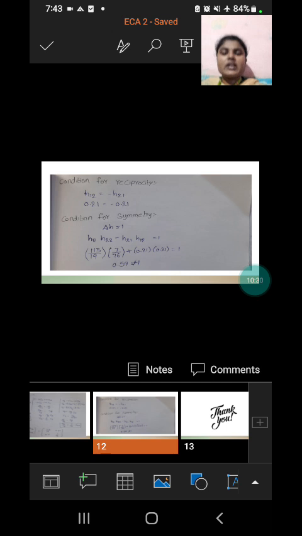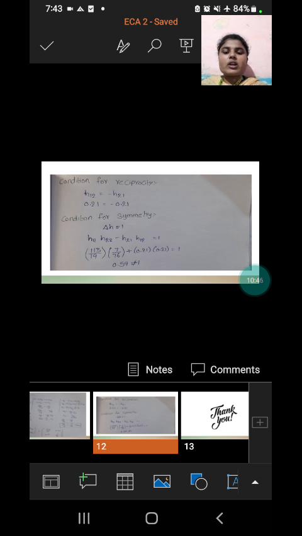Condition for reciprocity: H12 equals minus H21. We got H12 equals 0.21, which equals minus H21, meaning minus 0.21. This is correct for the condition for reciprocity. It is right. Now the condition for symmetry.